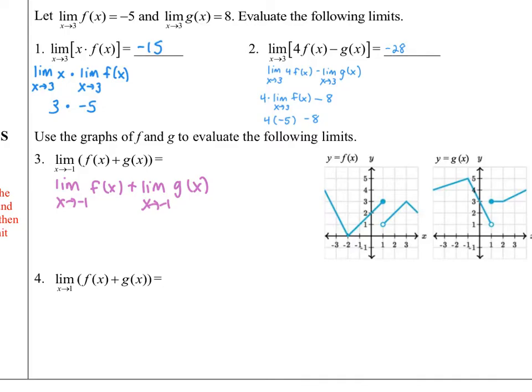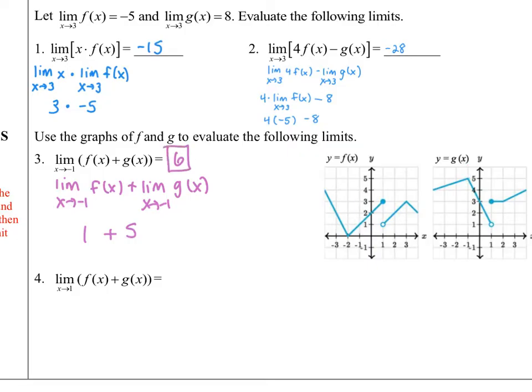And I can see from the graph as I approach x equals -1 on the graph of f, I'm heading for a y value of 1. So this value here is a 1. And if I approach -1 on the graph of g, I can see as I approach from either side, I'm heading for a y value of 5. So the answer to that part is a 5. And when I add them together, I get 6. And that is the answer to the limit.